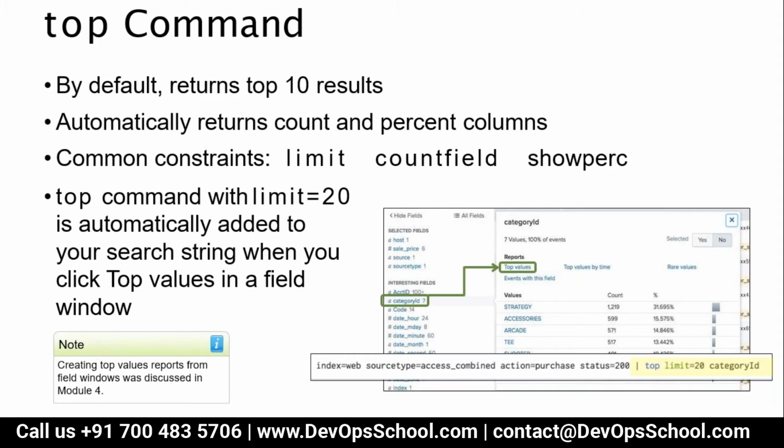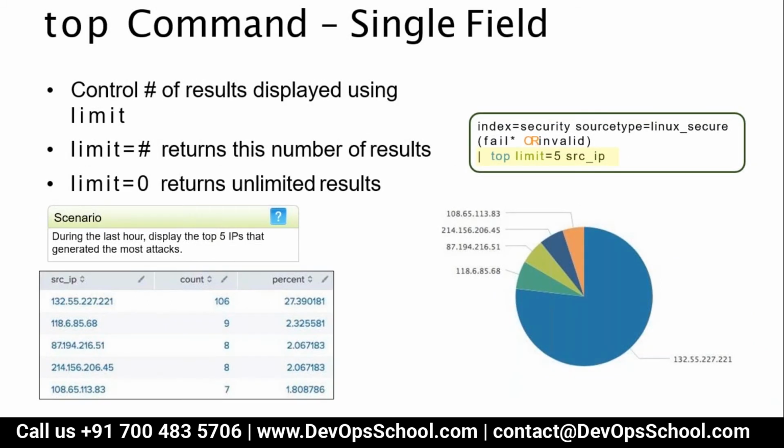Okay, so let's look at some of the scenarios again. See here, this is a single field. Here you can control the number of results displayed using the limit. Limit is equal to the number of results to return, and limit is equal to 0 returns unlimited results. Understand that. So if you specify 5 or 10, it will display only 5 or 10. If you say 0, it will return unlimited results. So that is how it is.